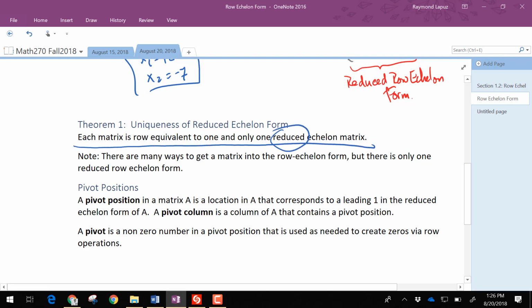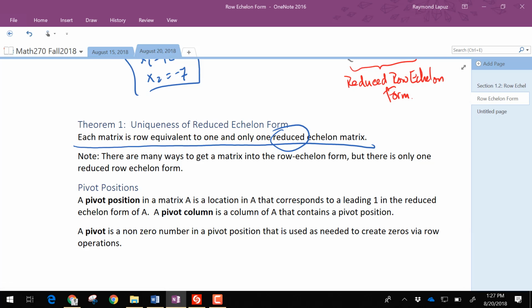I want to highlight or circle the reduced row echelon form, because when you're just doing regular row echelon form, you may have a different answer from somebody else, and that'll be okay. It's when you go all the way to the reduced row echelon form that there's only one. There are many ways to get a matrix in row echelon form, but there's only one row reduced.